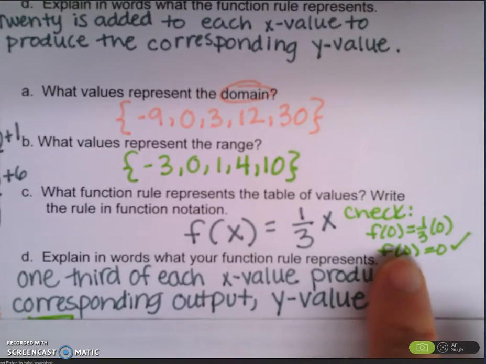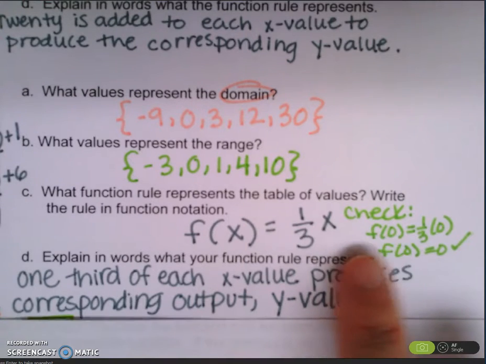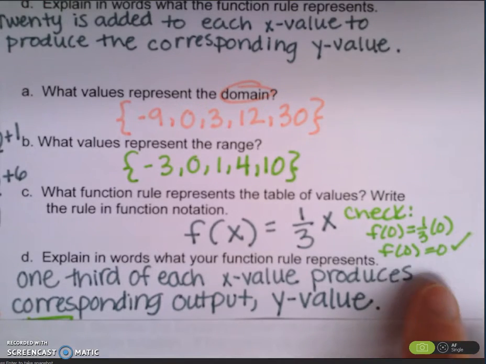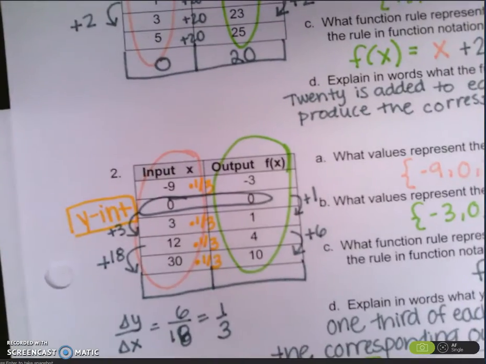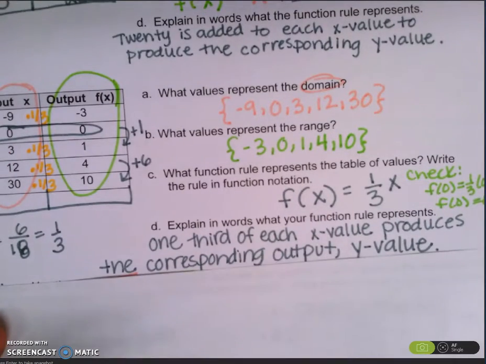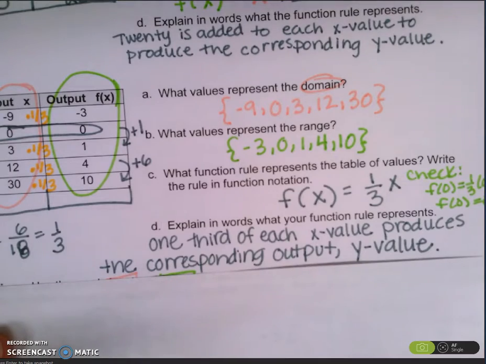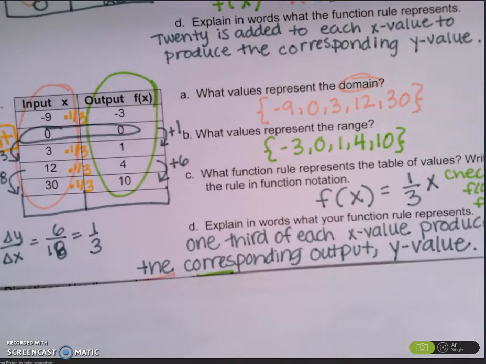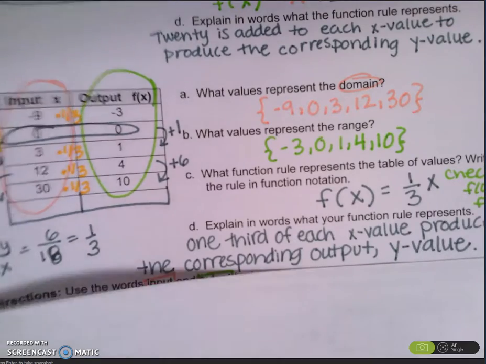So I want to take a look at my check. I use the point f of 0. f of 0 means when x is 0. When x is 0, I substitute it into my equation, I get 0. Is f of 0 equal to 0 in your table? Why, yes it is, so I know I have the right rule. Explain in words what your function rule represents. 1/3 of each x value produces the corresponding output, or the y value. And again, you can use your table to find your slope, or you can just look at the pattern.